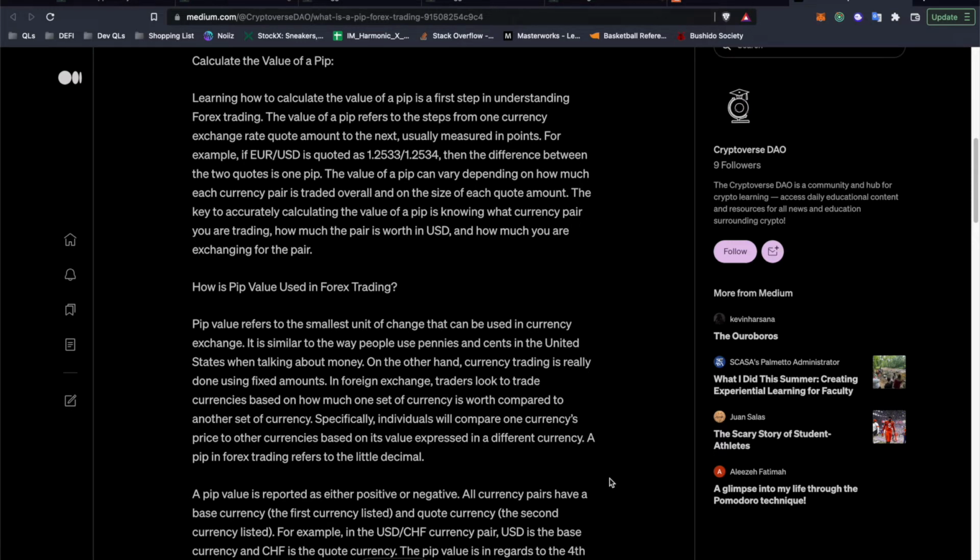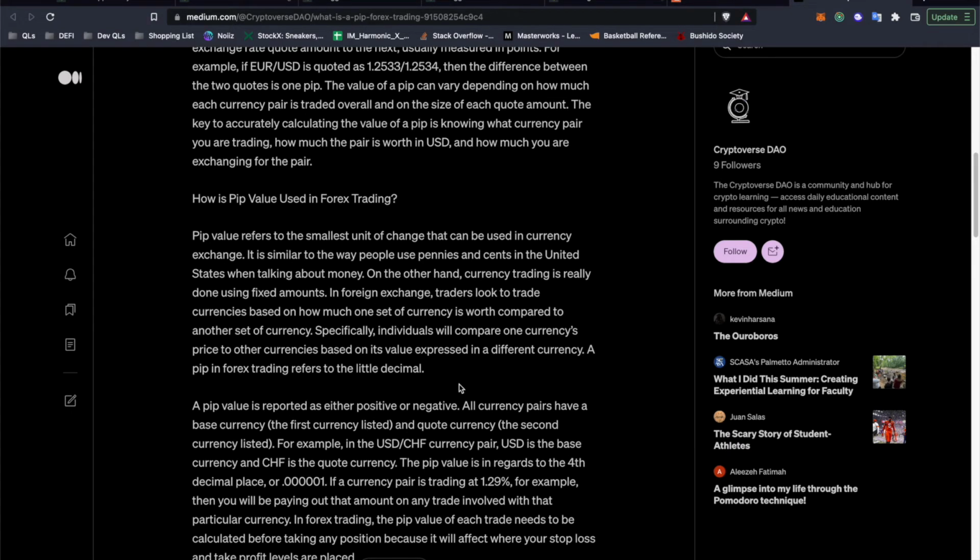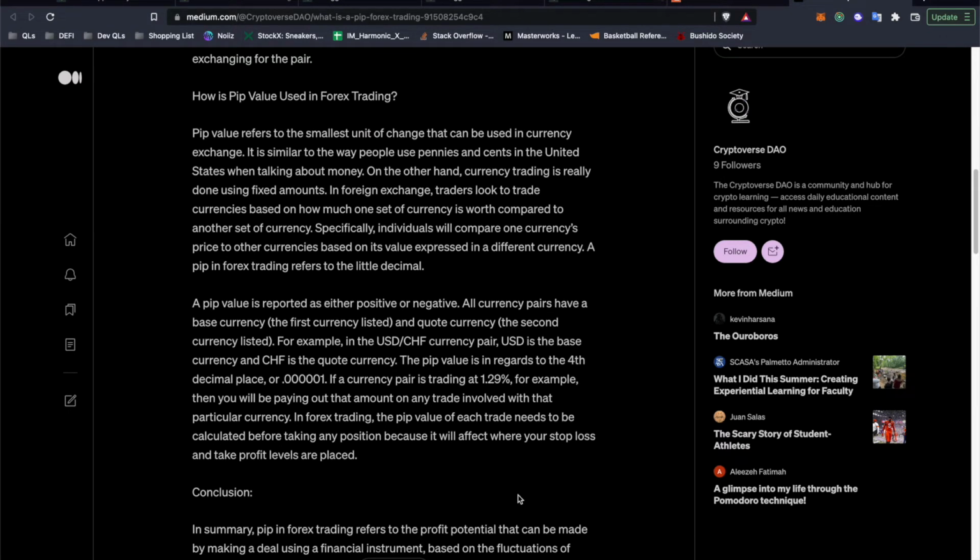So you'll take one currency's price, right? And you'll compare the price of this one specific currency. You'll contrast it against other currencies based on its value expressed in a different currency. So you have USD, how much is that worth in euros? How much is the euro worth in dollars? Calculate the difference, basically. A pip in Forex trading refers to that little decimal. A pip value can be reported as either positive or negative.